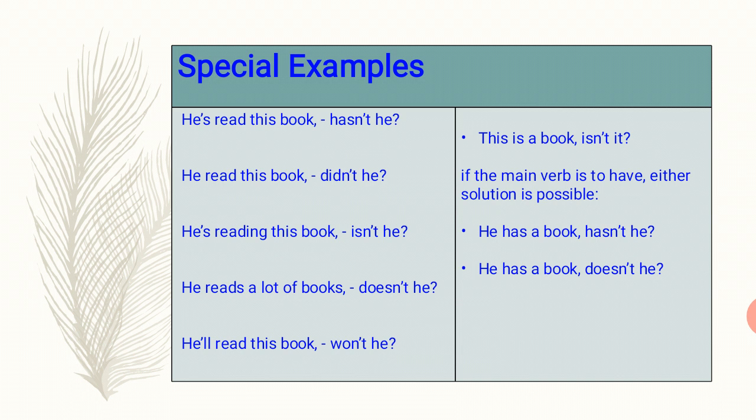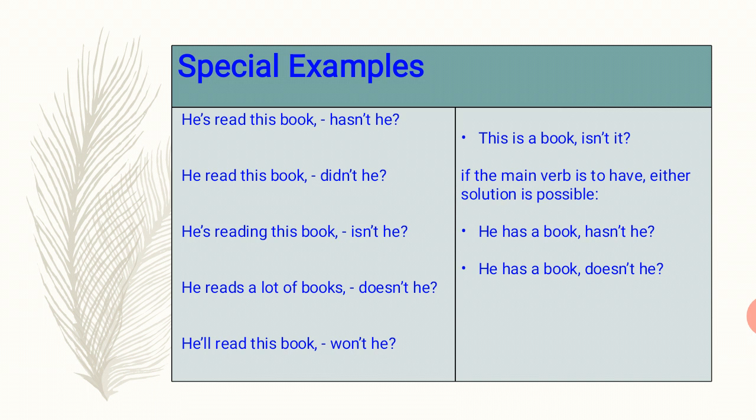The tag formation given is hasn't he. So we have to identify only the auxiliary verb, and if you see the positive in that sentence, you just put not on that auxiliary verb and put the pronoun, changing the noun to a pronoun. That means if the name of a person is given, you have to change it into the pronoun and put a question mark. And the next sentence, he read this book, is in the past form: didn't he? And he is reading this book, isn't he? In this sentence we have an auxiliary verb, but the second sentence doesn't have an auxiliary verb.